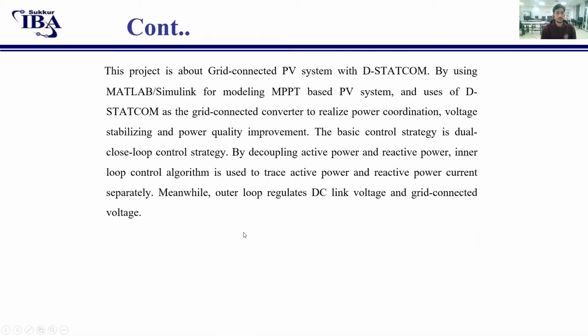So this project is about grid-connected PV system with DSTATCOM by using MATLAB simulation for modeling MPPT-based PV system, and uses DSTATCOM as the grid-connected converter to realize power coordination, voltage stabilizing, and power quality improvement. The basic control strategy is closed-loop control. By decoupling active power and reactive power, the inner loop control algorithm is used to trace active power and reactive power current separately. Meanwhile, the outer loop regulates DC link voltage and grid connected voltage.